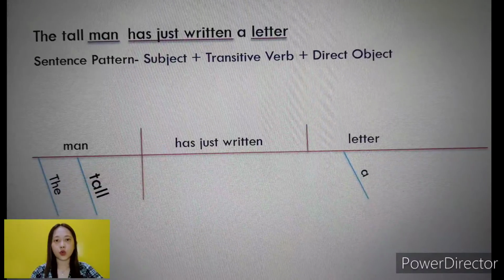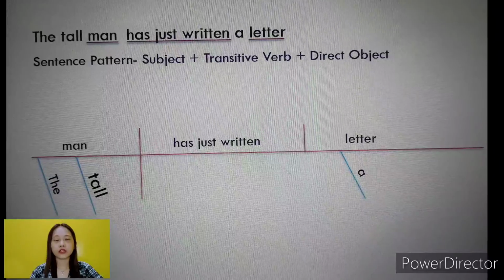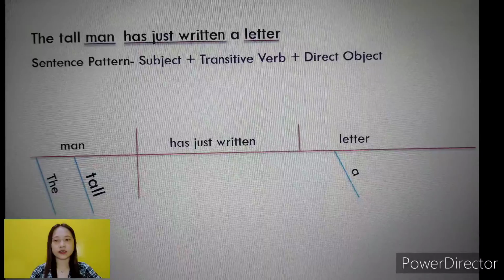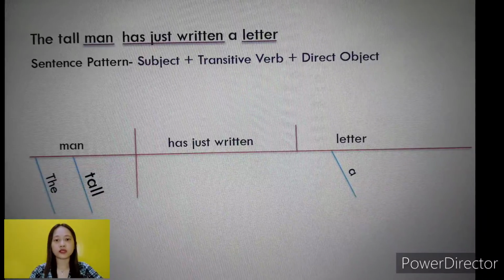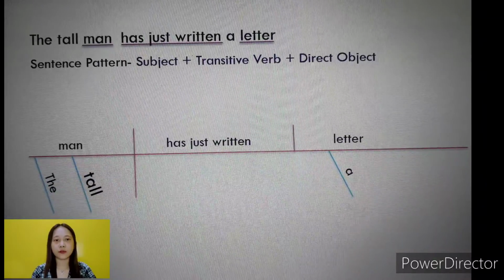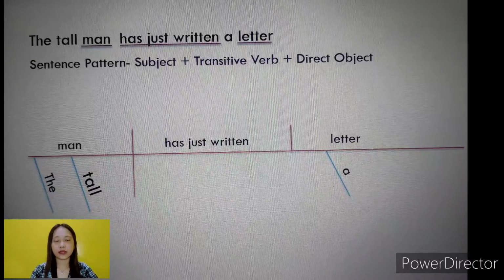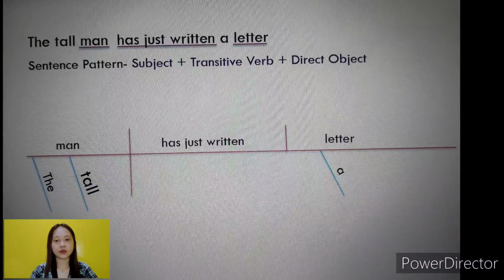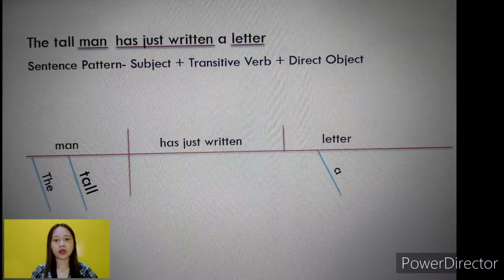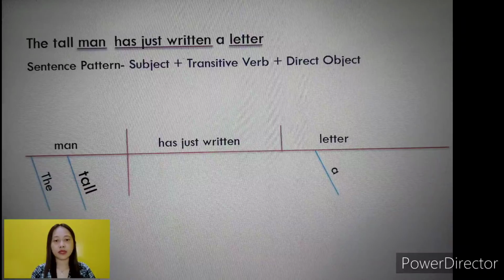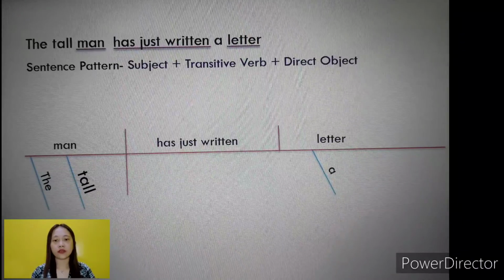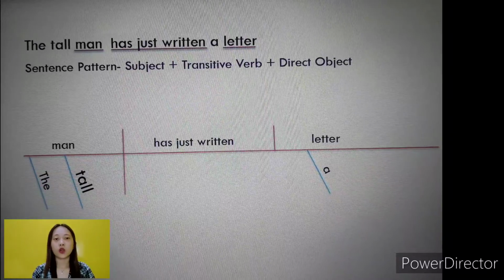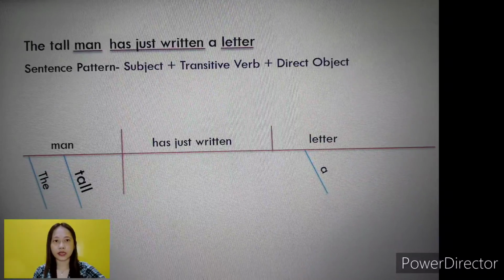We start to draw a horizontal line and find the subject and verb in the sentence. The sentence pattern is STVDO. The subject is man and the verb is has just written. It is a present perfect tense, that's why has just written are together. Then another vertical line that stops at the baseline and write the word letter, which is the direct object, and the determiner a is written below the vertical line.